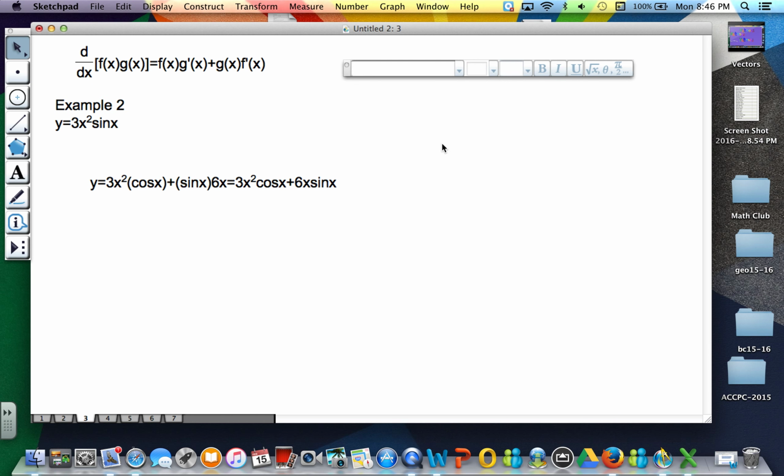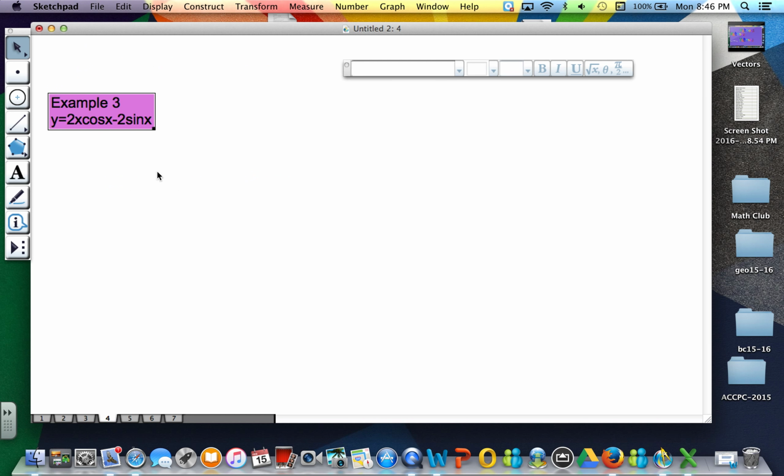Now, right now, you don't have to worry about cleaning it up. But down the road, I bet we'll be setting it equal to 0 and seeing when we might have the derivative being undefined. But let's not worry ourselves with that right now. Let's take a look at example 3.